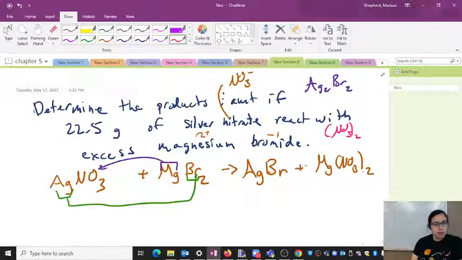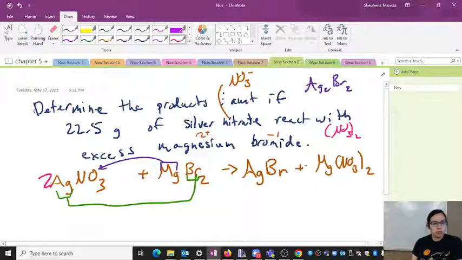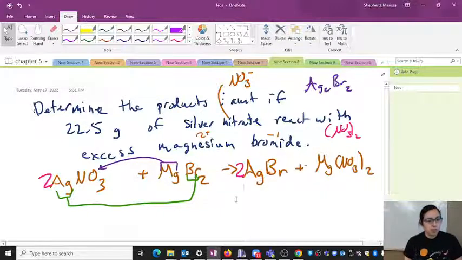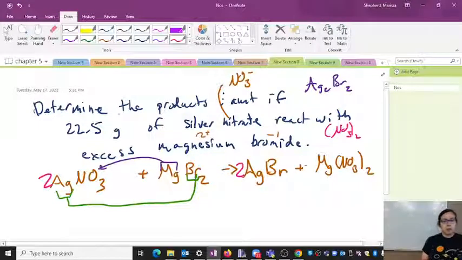So now how do we balance? You put a 2 in the first AgNO3, then a 2 in front of the second, the silver bromide. So I think that looks good. All right, so now we have our balanced equation. And so you should be able to proceed from there. So I'll give everyone a minute or two to see if y'all can finish up. So where do we go from here?